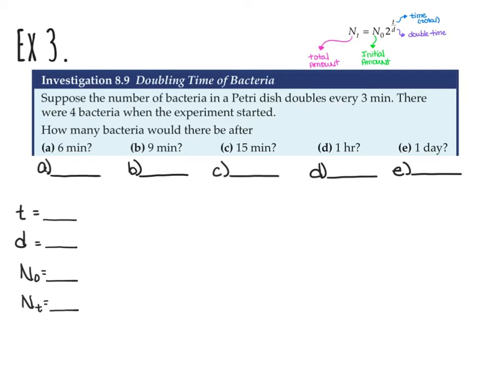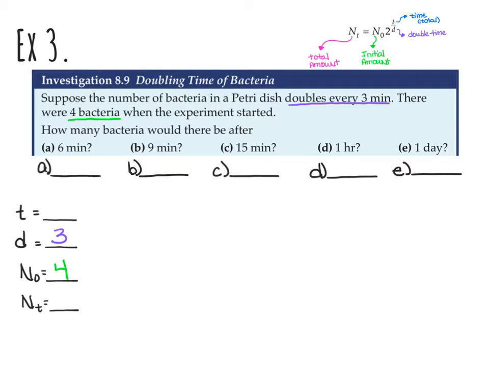Okay, so on example number 3, we're going to talk about doubling time of bacteria. In this situation, we're going to suppose that the number of bacteria in a petri dish doubles every 3 minutes. So it's doubling every 3 minutes, meaning that's the value that we're going to put in for D. So D would equal 3. And then it mentions there were 4 bacteria when it started. So that would be our initial amount.